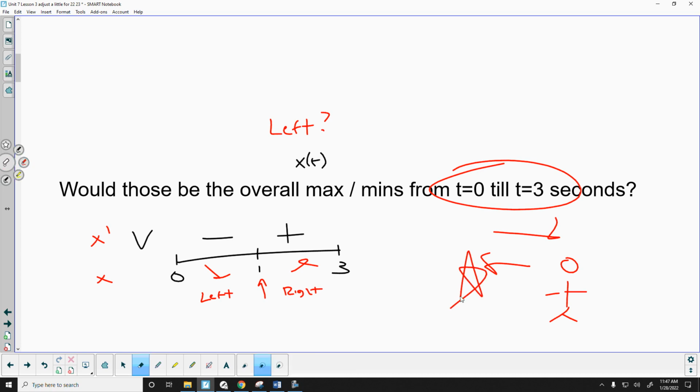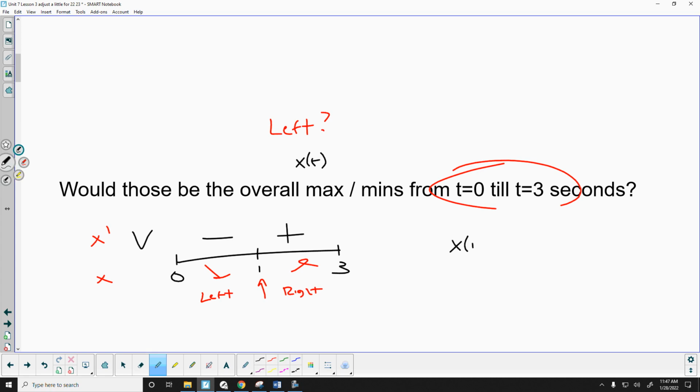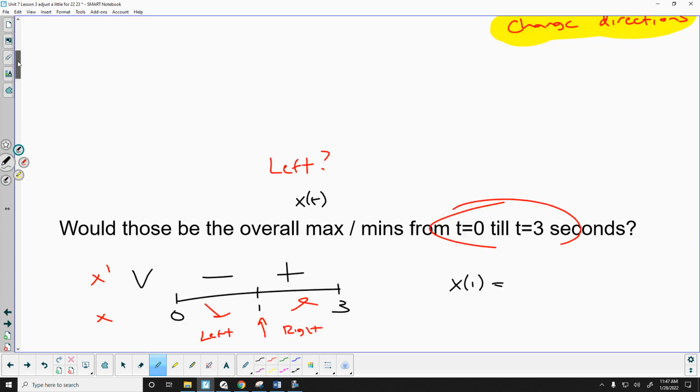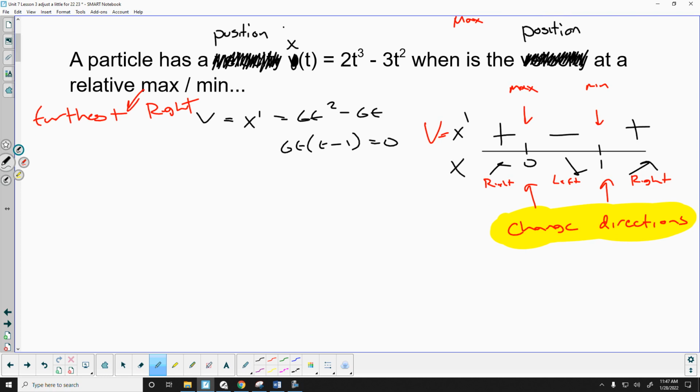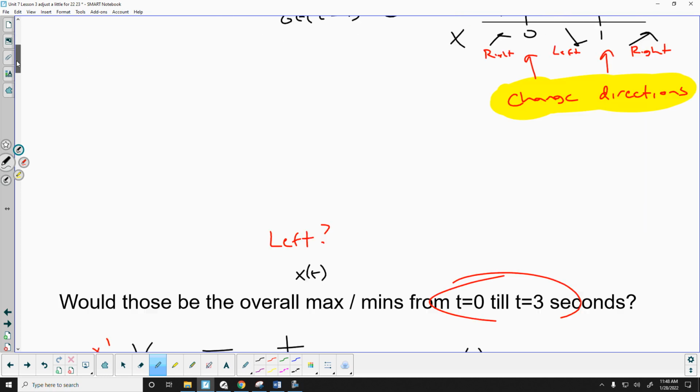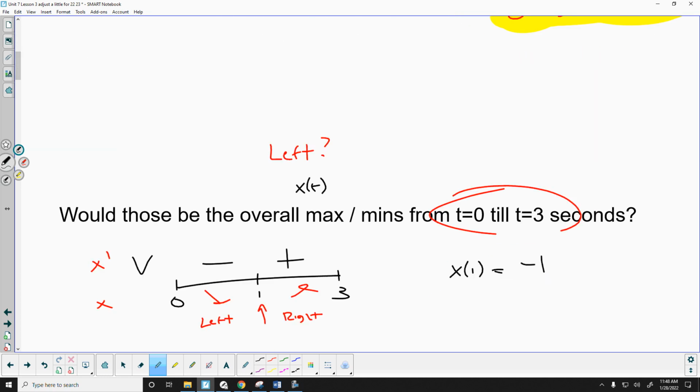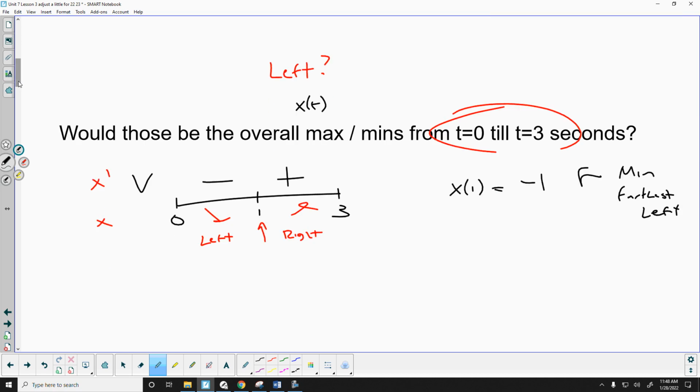Okay, cool. So my position at time 1 is -1. How do I know that? I have a position function. That's going to be my min or my furthest left. Does furthest left have to be a negative position? No, we saw with our graph that the furthest left is a positive position. But now the question is, when am I furthest right?